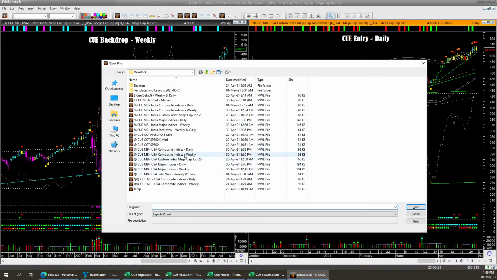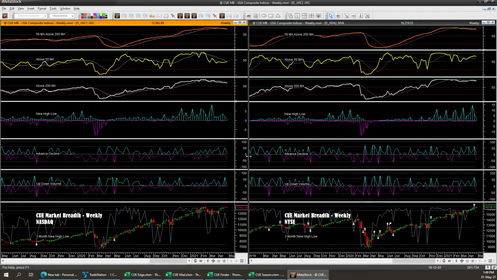Let's look at the composite indices weekly. In the last webinar, I showed that for Nasdaq, the percentage of stocks above 50 MA is coming down. It was below the 50% level in last Wednesday's webinar, and it is remaining there. The other MA calculations, percentage of stocks 50 MA above 200 MA, is very bullish, not coming down. Percentage of stocks above 200 MA for Nasdaq is also coming down, but very slowly, above the 50% level.